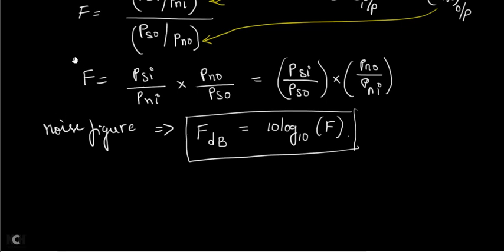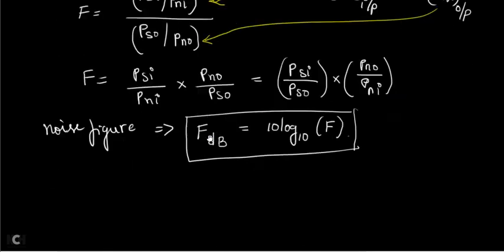Okay, so actually for noise factor there is no unit, but when you convert that to decibels, by taking 10 log to the base 10, then that is called the noise figure. So noise figure is nothing but noise factor only, which is expressed in terms of decibels. By taking 10 log to the base 10 of noise factor, you will get F dB. This F dB is called the noise figure, which is represented in decibels.